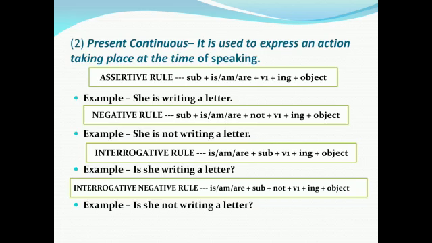In negative, she is not writing a letter. Subject plus is, am, are plus not plus V1 plus ing plus object. Very simple again. Here again we can have an interrogative sentence in progressive.